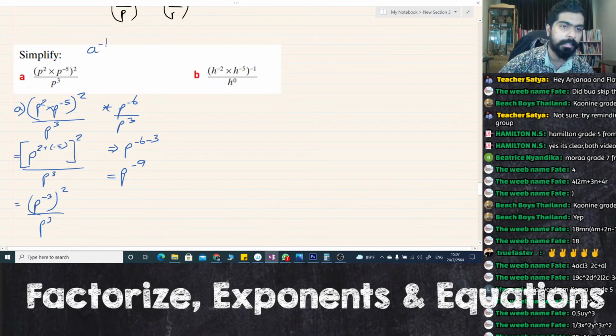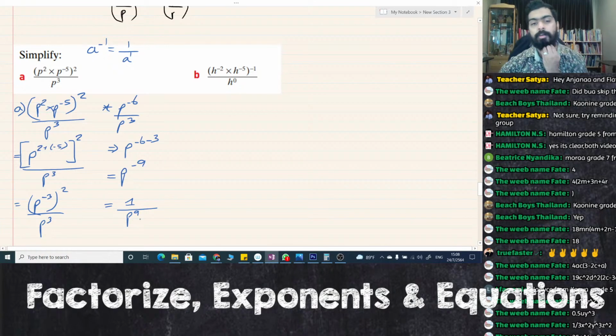a to the power of negative 1 is 1 over a to the power of 1, right guys? Now we are going to use this and solve this. So p to the power of minus 9 is equal to 1 over p to the power of 9. And that would be our final answer, right? This would be our final answer.